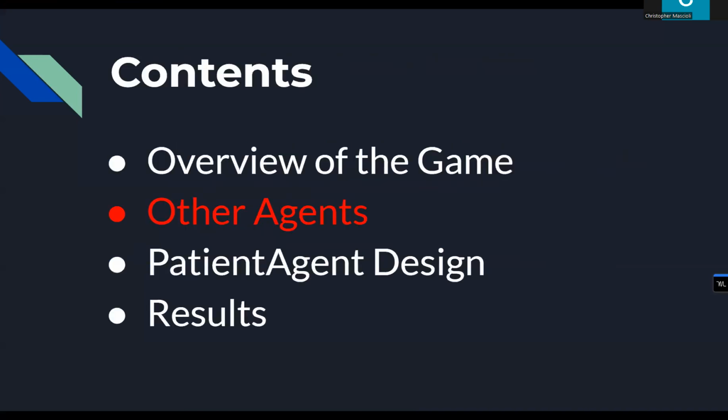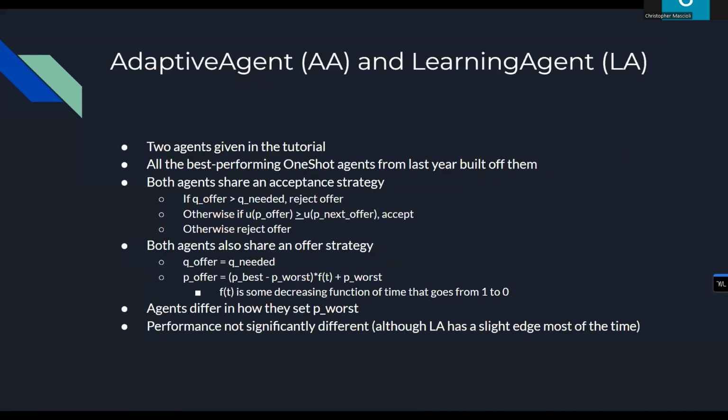Next, we're going to go over the other agents that we tried the PatientAgent against and just discuss the motivations for it. So AdaptiveAgent and LearningAgent are the 2 agents given inside the SCML OneShot tutorial. But it turns out that all the best performing agents from last year were built off them. So both the number 1 and number 2, which were Gentle Agent and Agent 1, were built off LearningAgent and AdaptiveAgent. And they have a pretty simple strategy.